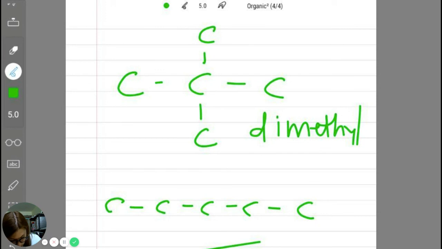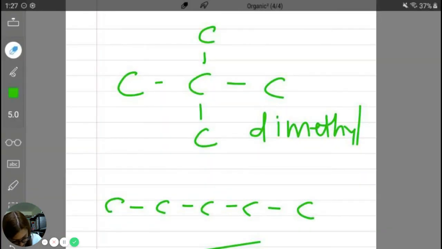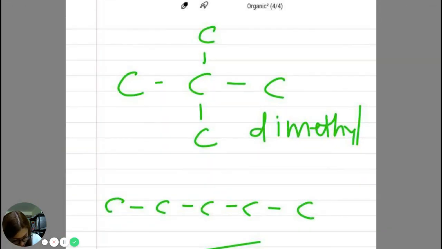And let's erase this rogue line here. Come on. I don't know why it's not erasing. There we go.